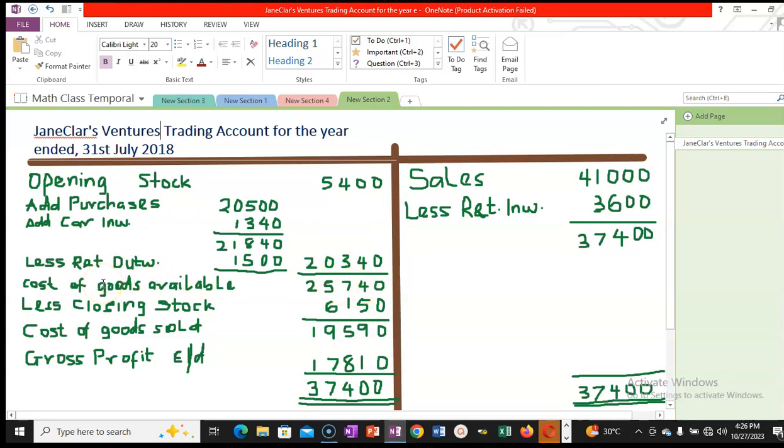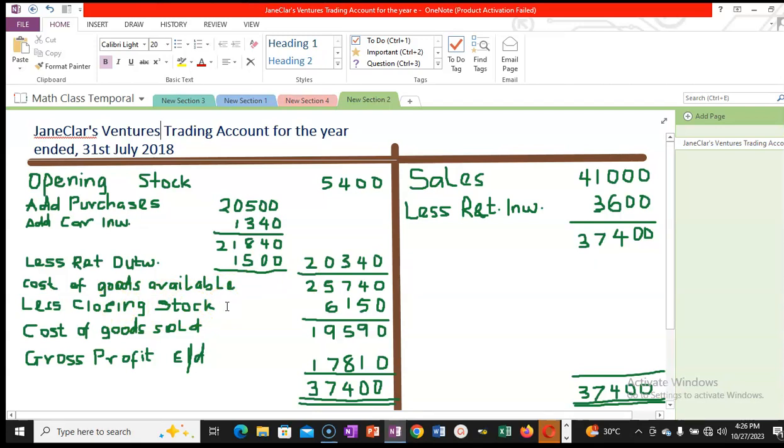What does that mean? That means throughout the year, the available stock I had to sell is this amount. And what makes it up? My opening stock plus my total purchases for the year. And that's my available stock, what we call cost of goods available. Now, having got cost of goods available, I'm going to less closing stock.